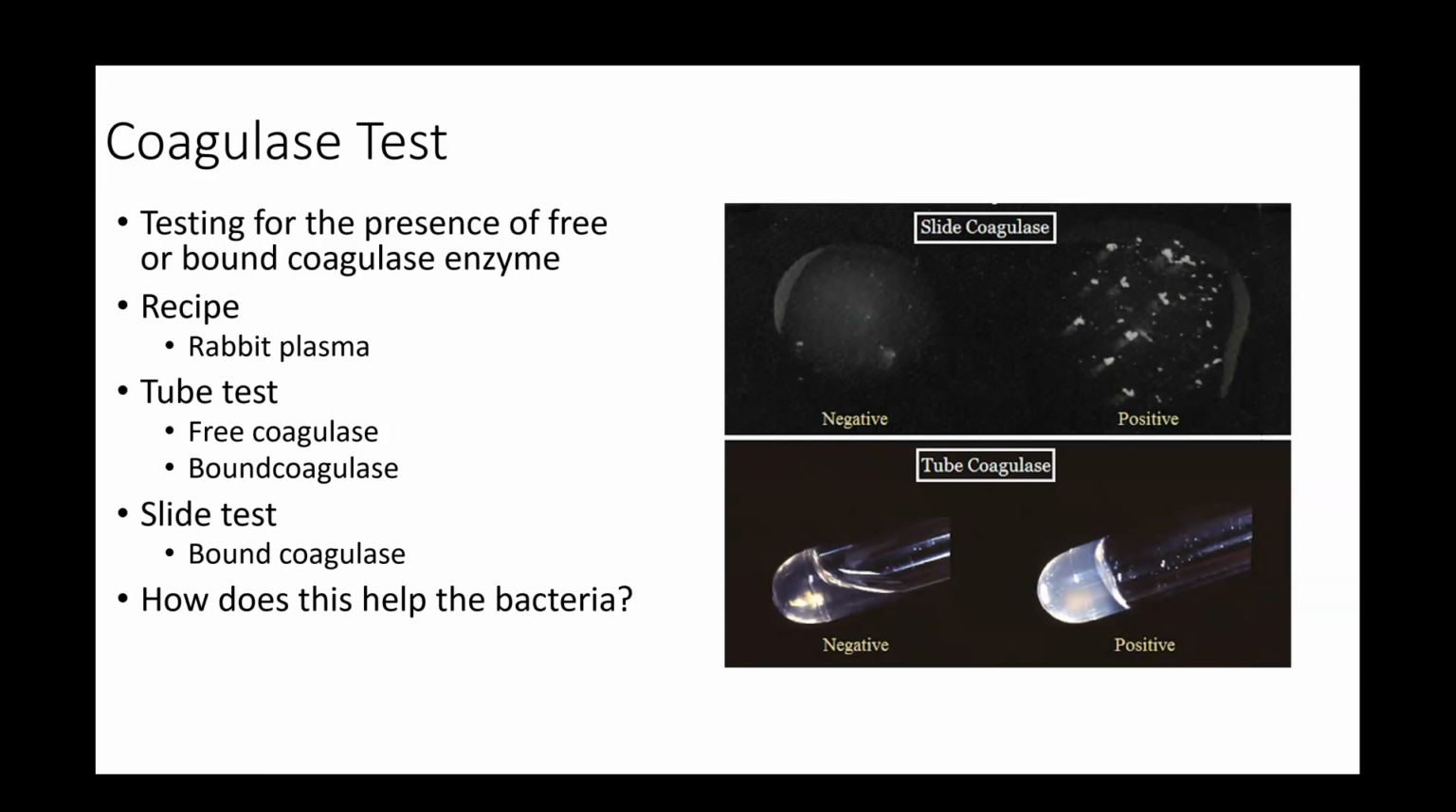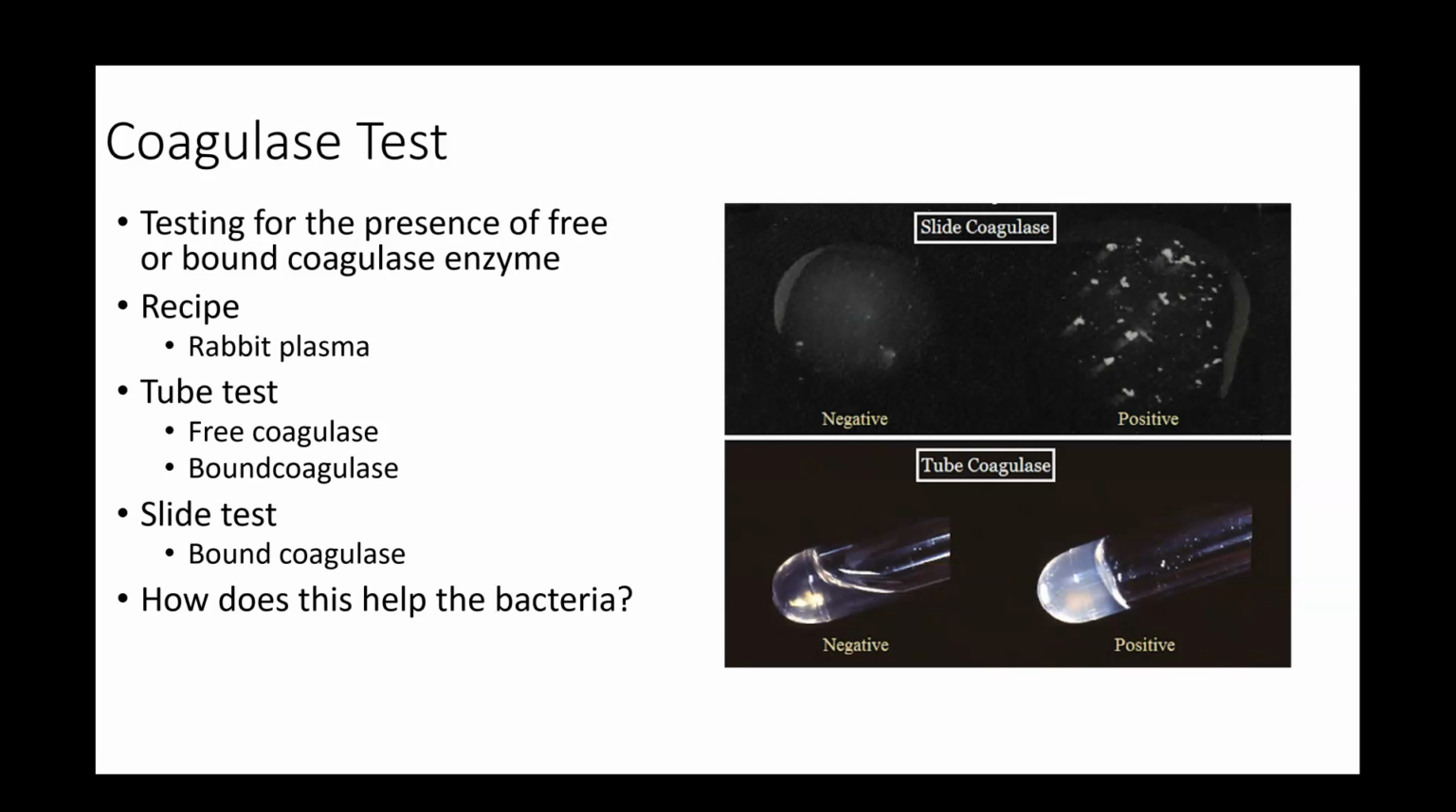So the way that we can tell if a bacteria is coagulase positive or not is to inoculate it. Believe it or not, the recipe isn't really even a recipe. It's just simply rabbit plasma. So we take rabbit blood, separate the plasma from the cellular factors, and inoculate it with our bacteria. There are two different tests that we can do to determine whether or not coagulase is positive. We can do a tube test, the bottom one here, where we grow the bacteria in a small tube of rabbit plasma, and the tube test can test for both forms of coagulase.